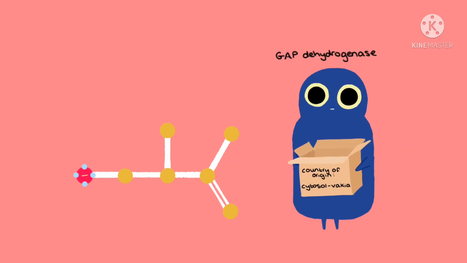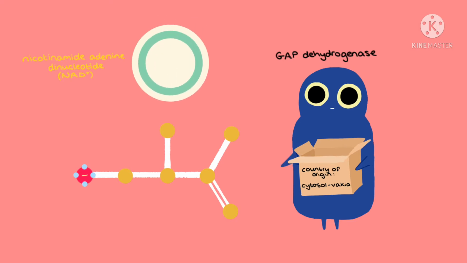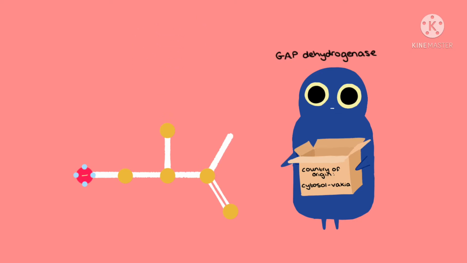The enzyme GAP dehydrogenase, or GAPDH, has 2 jobs. The first is to transfer one of GAP's hydrogen molecules to NAD+ to form NADH. The NADH is dealt with after glycolysis to produce more energy, so we can forget about that for now. The energy from the previous reaction allows GAPDH to transfer a phosphate from the cytosol to the GAP to form BPG.